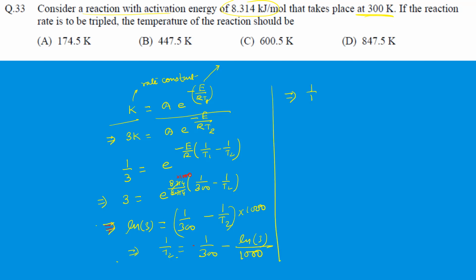So 1 by T2 will be equal to 2.234 into 10 power minus 3. I have done the calculation. So this T2 will be equal to 447 Kelvin. So this is approximately equal to option B. Guys, you remember this is the mistake which I had done, so don't commit this type of mistake while writing the value.